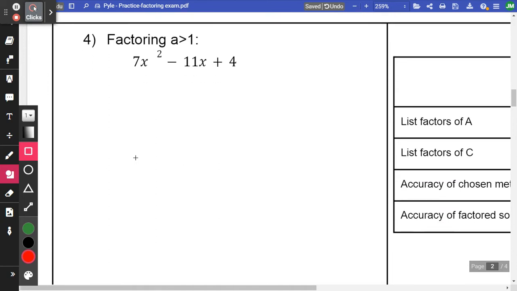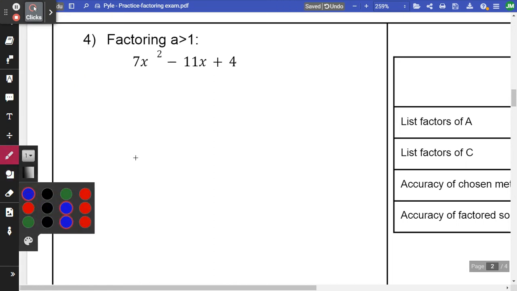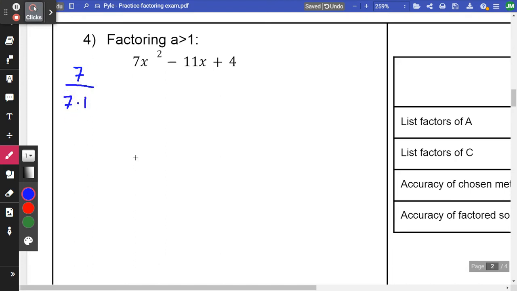All right, number 4, factoring when a is greater than 1. First of all, we would check if there is a greatest common factor to simplify it further, but there's not in this case. So let's begin by getting all the factors of 7, which are 7 and 1. And then listing out all the factors of 4: 4 and 1, and 2 and 2.